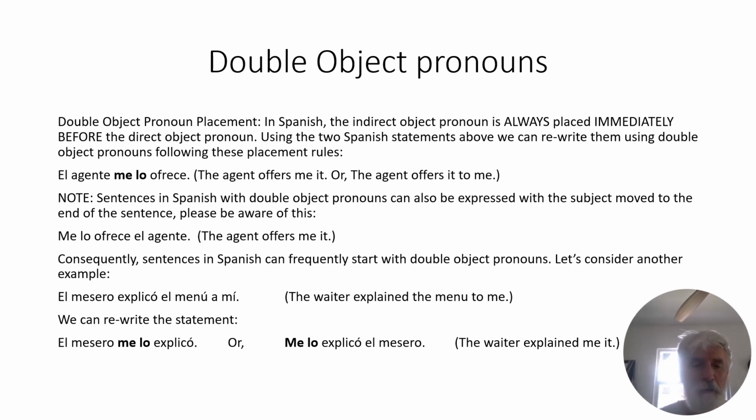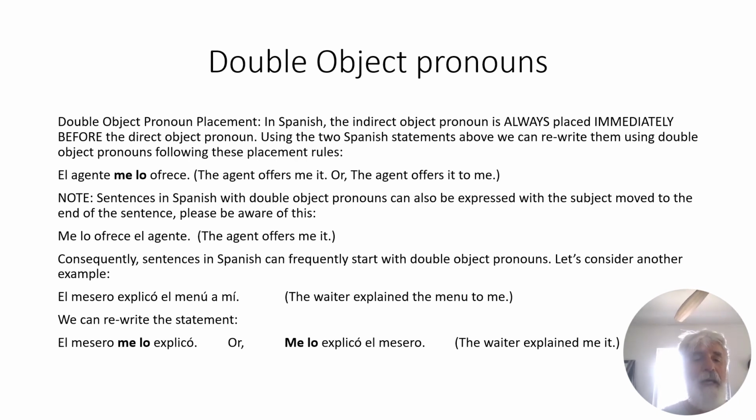And I've got numerous examples here. I also have another video posted for you, and of course you have the materials in the textbook and examples to work with in your homework sections. But so let's take a look. Using the two Spanish statements above, we can rewrite them using double object pronouns following these placement rules. So here are your placement rules.